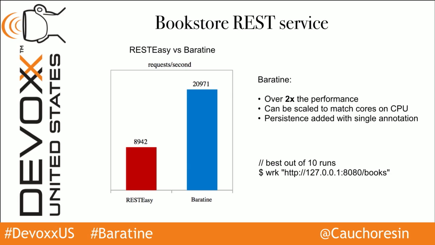So when we look at an implementation of REST Easy, JAX-RS implementation, REST Easy versus Baratine, we're getting over 2 times performance. We know that Baratine can be scaled to match the cores on the CPU, so we can be very efficient with the actual CPUs, the cache of that CPU. And we also, as we did see, that persistence is added with a single annotation.